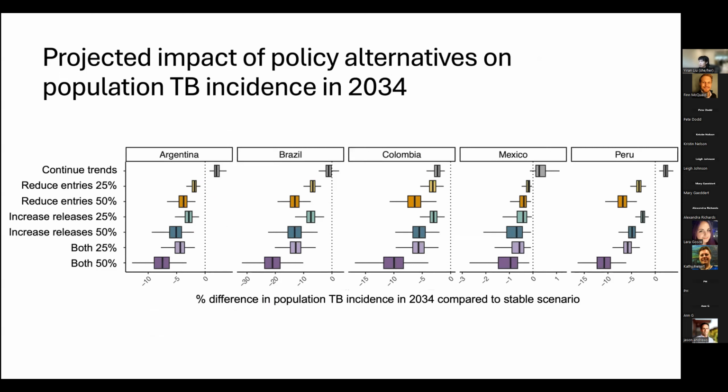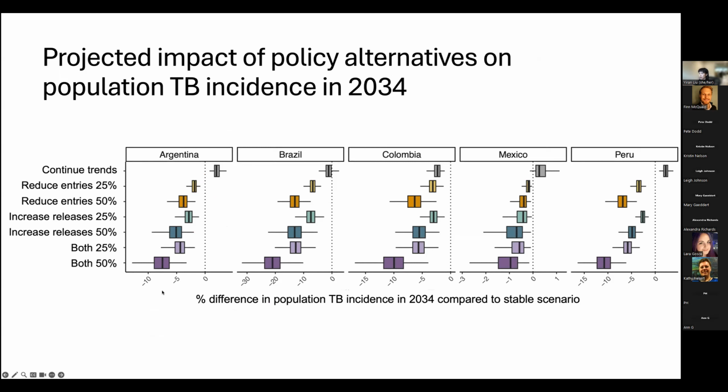Okay, so now after simulating these scenarios, we looked at the effect on population TB incidence at the end of the period in 2034. What these box plots are showing on the x-axis is the percent difference in population TB incidence in 2034 relative to that expected in the stable incarceration scenario. So you can see that, in these countries, depending on whether in the prior 10 years incarceration prevalence has been increasing or not, continuing trends is either bad or not so bad for TB.